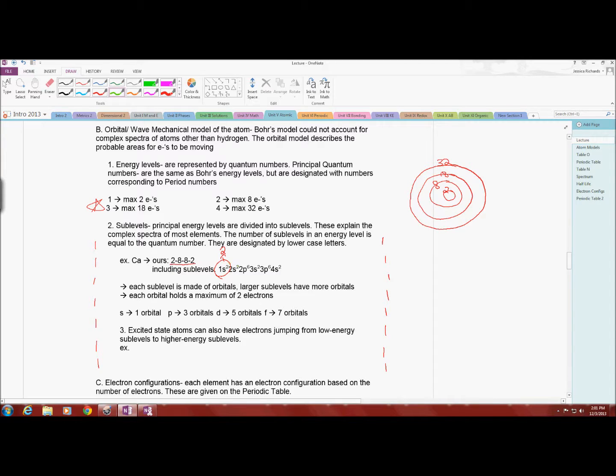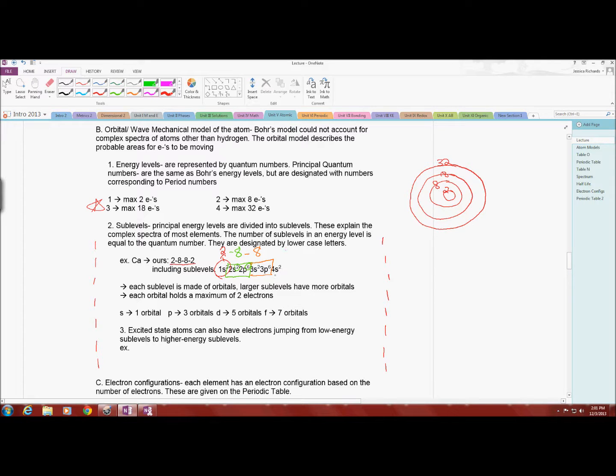There's a 2s2 and a 2p6. So this says in our second principal energy level, there's 2 electrons in an S sublevel and 6 electrons in p sublevels for a total of 8. And then there's a 3s2 and a 3p6. So in the third principal energy level, calcium has 8.